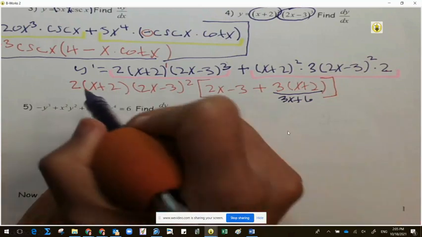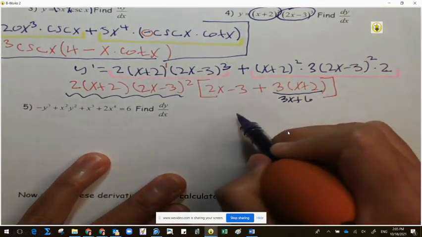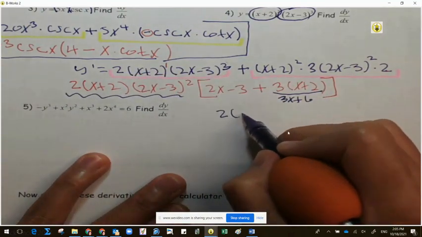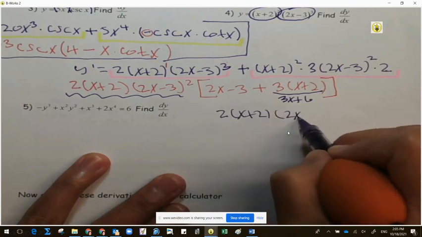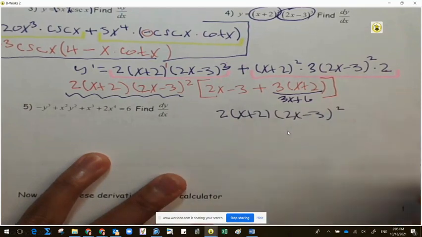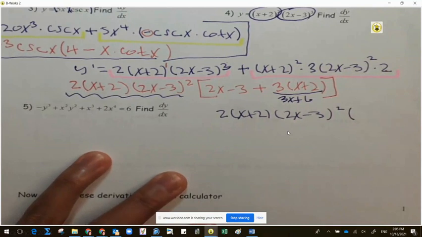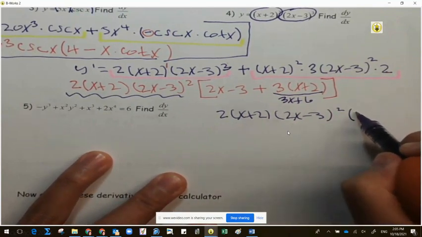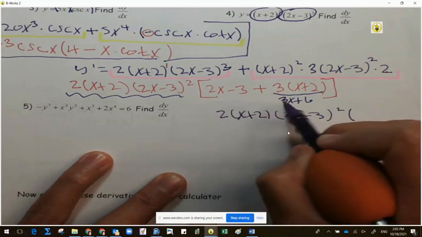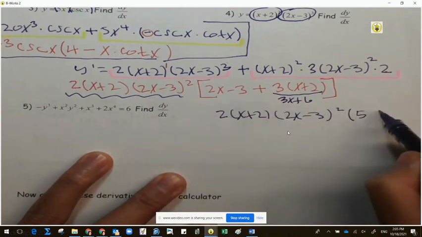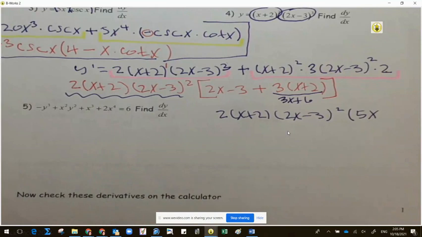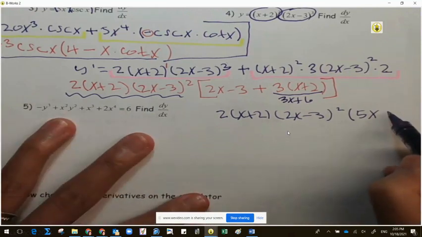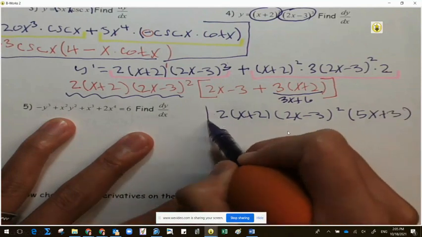And then let's combine like terms. So let's start by copying this beginning. 2x plus 2, 2x minus 3 all squared. And then, how many x's am I going to eventually have when I combine like terms? 2x and 3x? 5x? What about my constant? Plus 3? And I can't go any further.